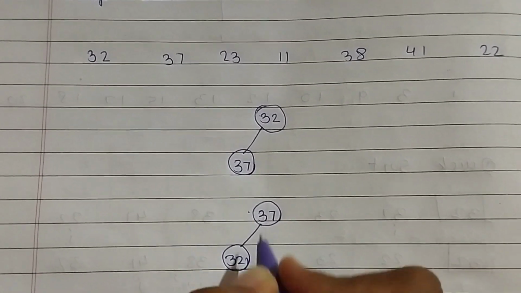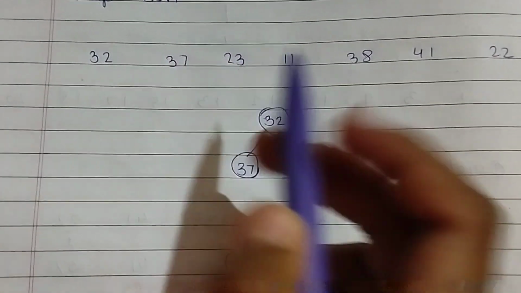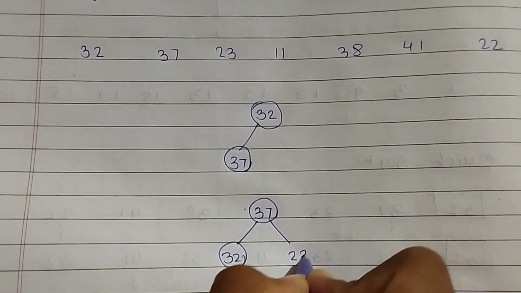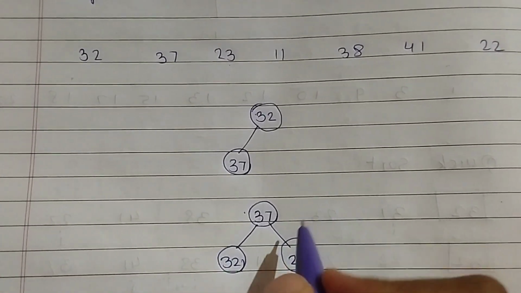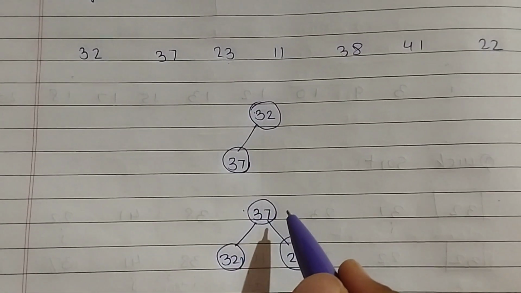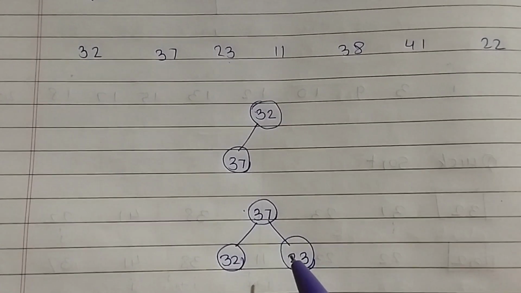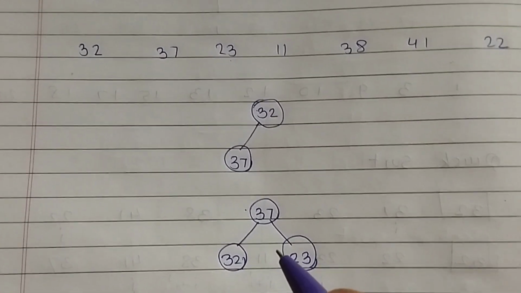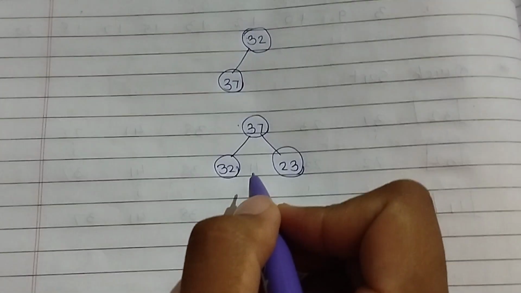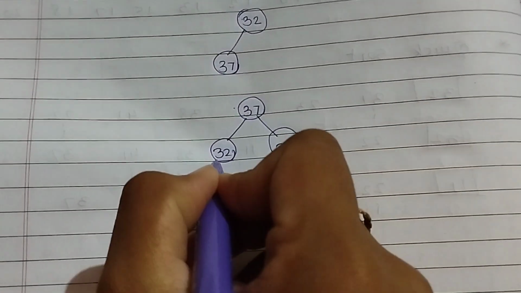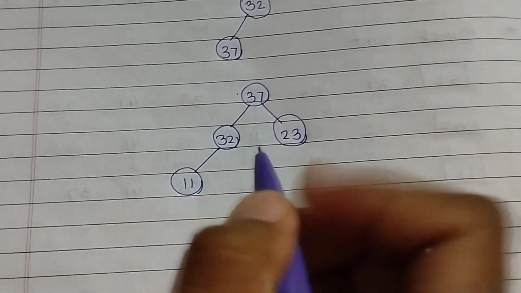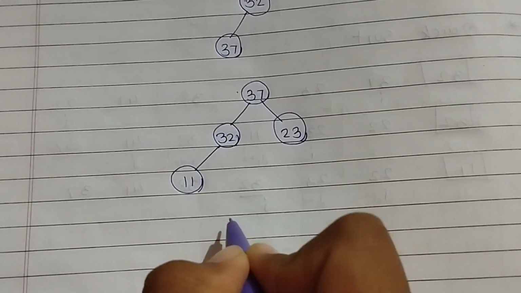So now the third element is 23. So this is on the right side, 23. The condition is the same, parent is greater than child. So no issue here. Now the next element is 11. So again we first draw the left child. So here is the 11. Now the next one is 38.